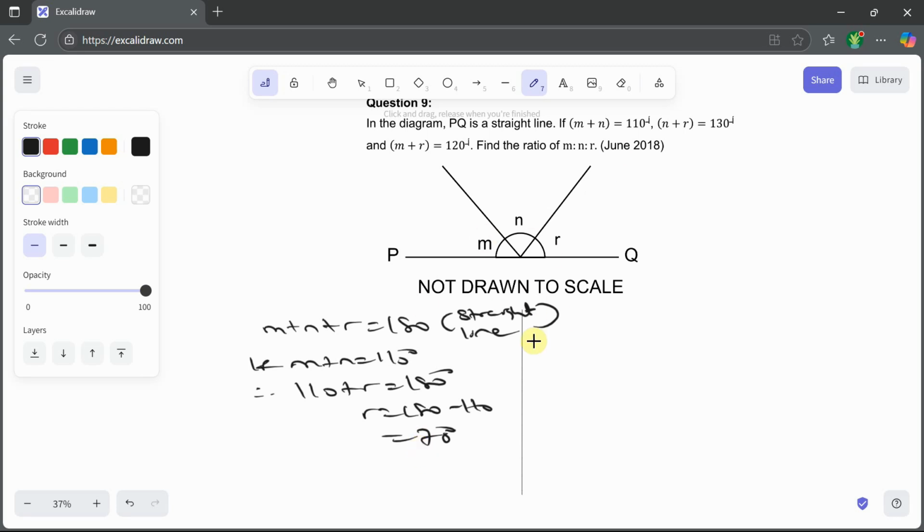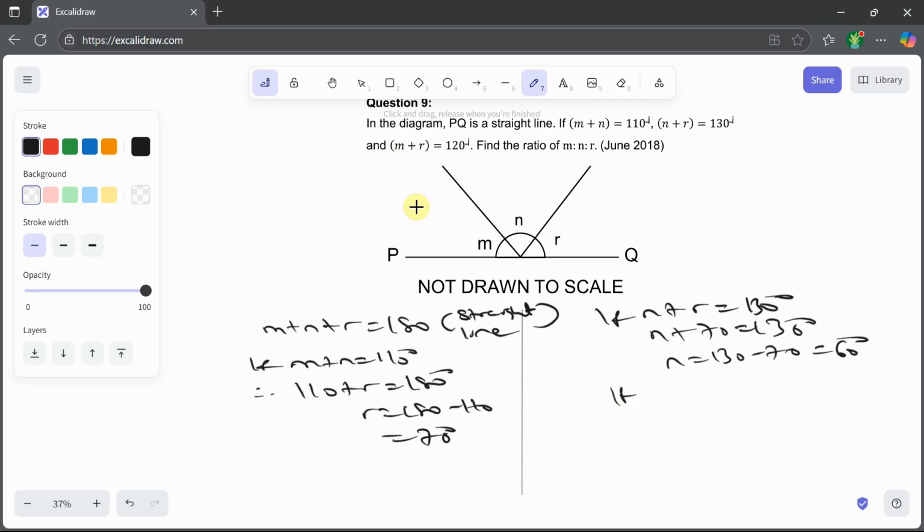Also, if n plus r is equal to 130 degrees, I know our r already to be 70, so n plus 70 will be equal to 130 degrees. My n will be 130 minus 70, and that will give me 60 degrees. Also, if m plus r is equal to 120 degrees, that will be m plus 70 is equal to 120 degrees. My m will be equal to 120 minus 70, and that will give me 50 degrees.